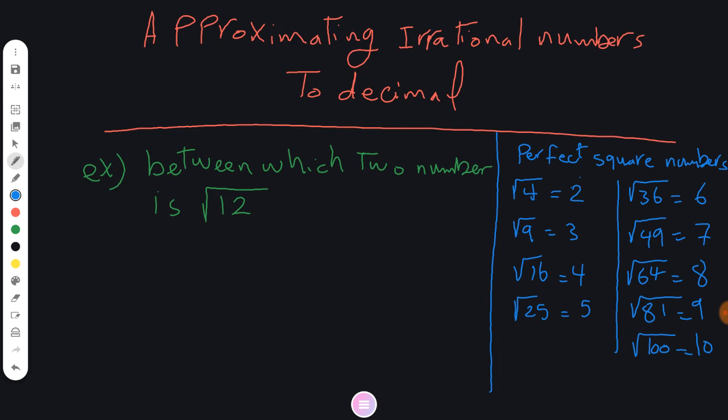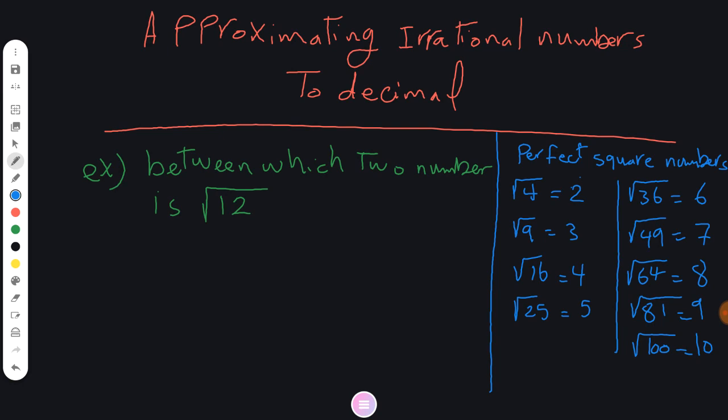Square root of 4 is 2, so this is called a perfect square. Square root of 9 equals 3, and so on. As you see, you have to remember it because we will use it all the time in the year, okay? So you have to remember it, please.